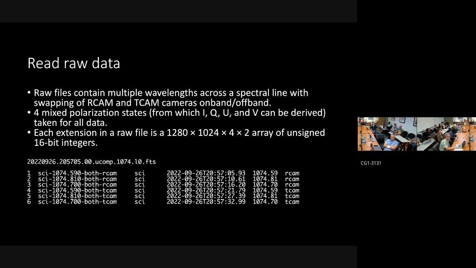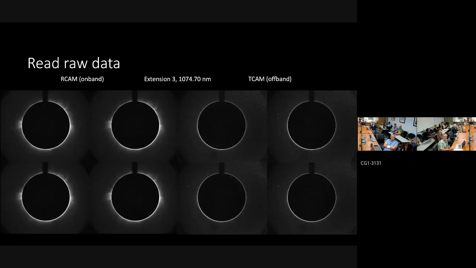Okay, so that's the raw data, and this is actually what the raw data looks like for one particular extension here. I'm taking the center line. RCAM is on band on the left, and those 4 images are the 4 different mixed polarization states, which are basically all intensity. But you can see the corona, and then you have a background that's pouring in TCAM that we're going to subtract later.